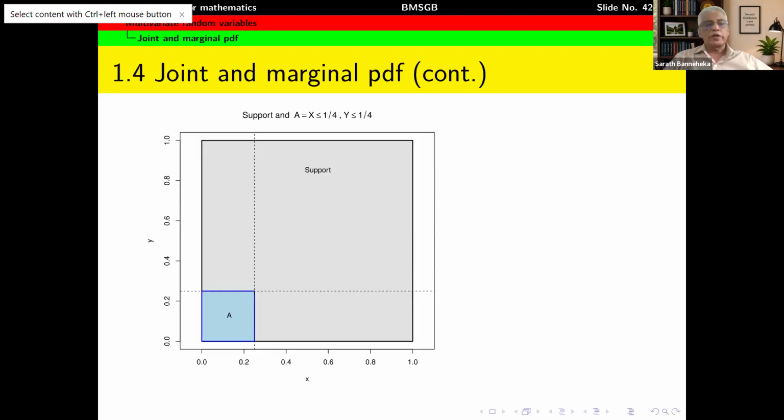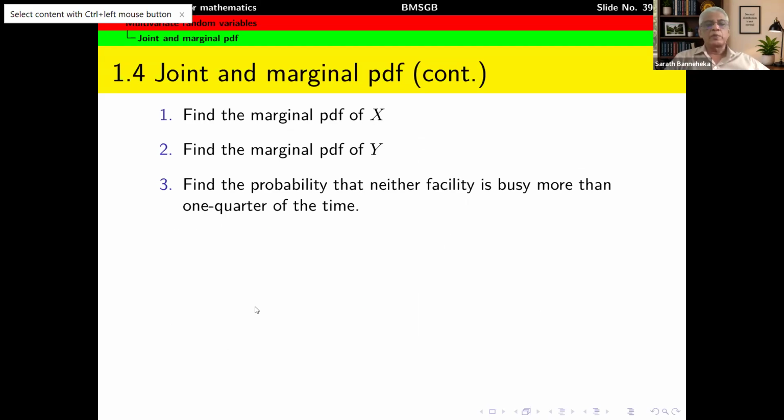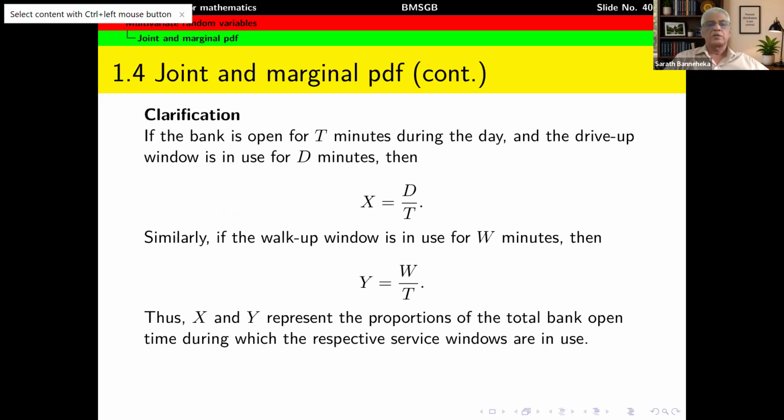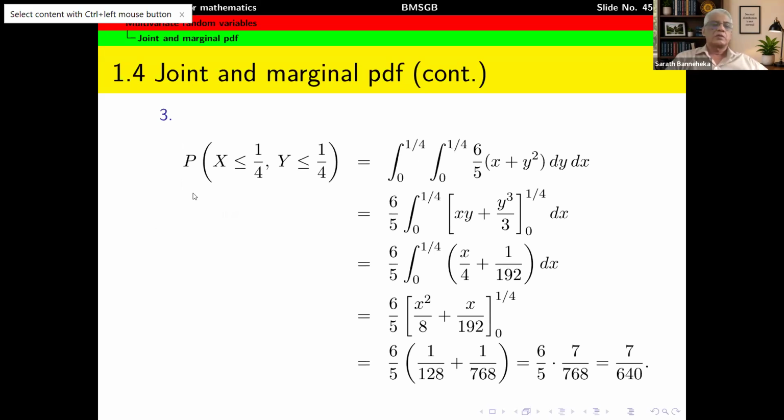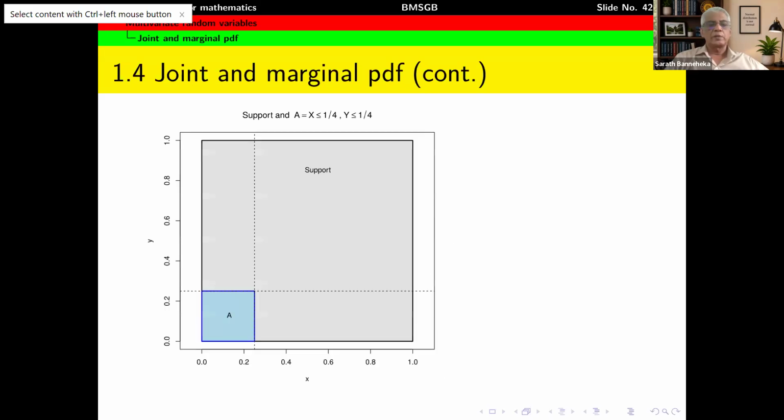I also want to find the probability. Find the probability that neither facility is busy more than 1/4 of the time. That means the probability that both x and y are less than 0.25, a quarter of the time. So what is the probability that x is less than or equal to 1 over 4 and y is less than or equal to 1 over 4? In that case, I'm looking at the probability in this small rectangle, here 1 over 4, 1 over 4.